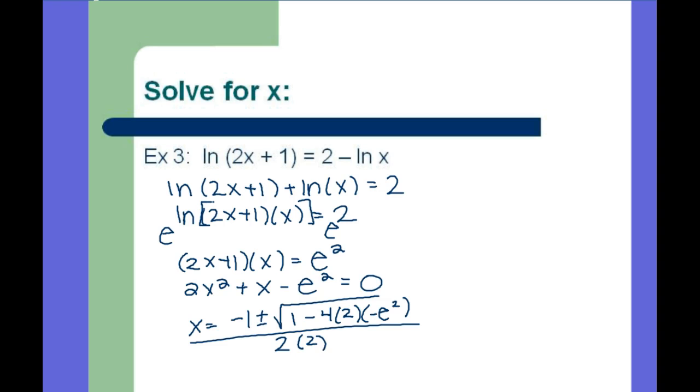Now, obviously, if this was a question on the AP exam, due to the e squared, you would have a calculator. So go ahead, if you don't have your calculators out, get a calculator and tell me what my two answers or solutions should be.